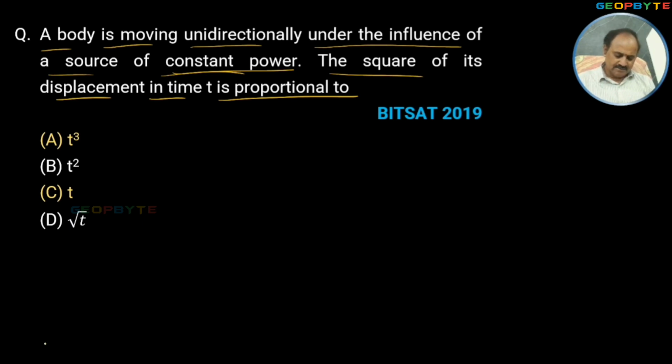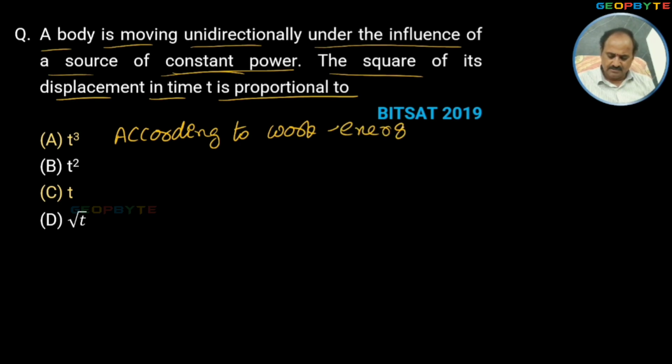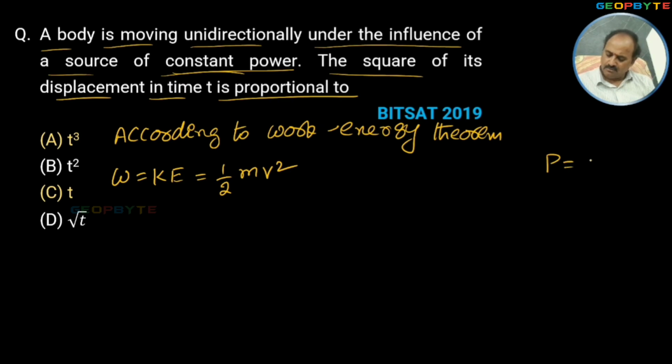Okay, for that let us take the work energy theorem. According to the work energy theorem, work equals kinetic energy. So kinetic energy equals half m v square, and power P equals rate of doing work, that means work by time. From this, work equals power multiplied by time. In the place of work, I am writing power multiplied by t equals half m v square.